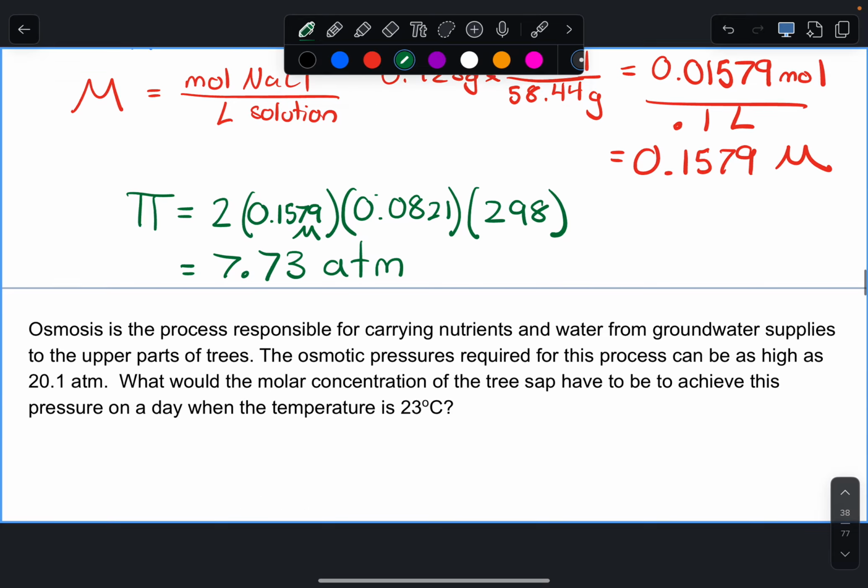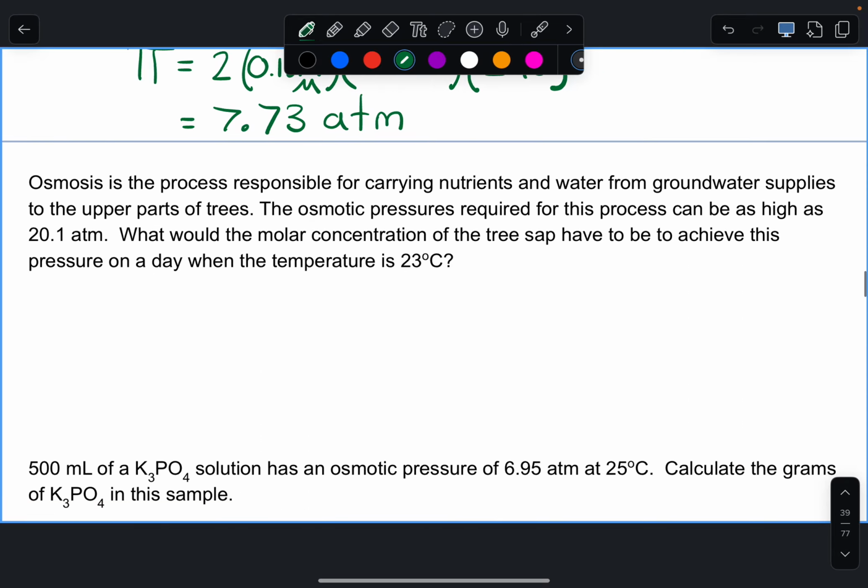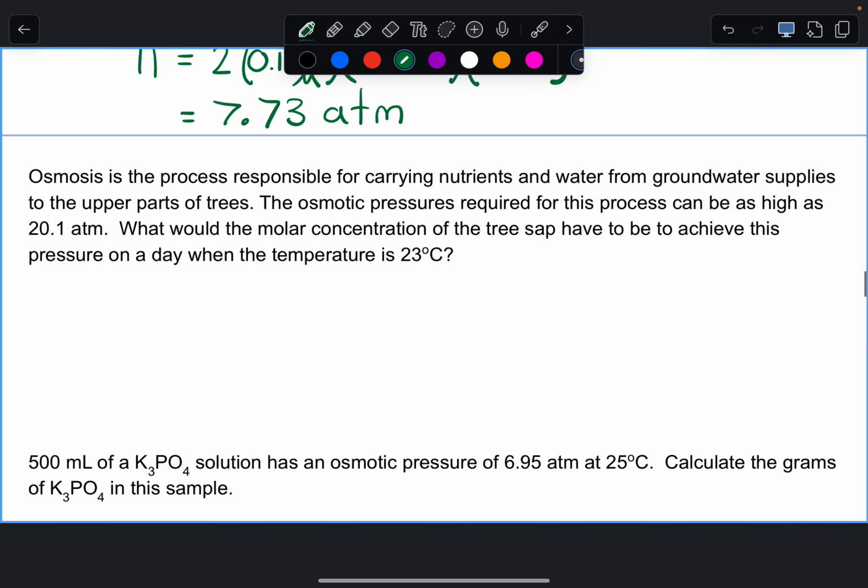Okay, we'll do another one of those. I like this one because it's a good plant one. I'm a plant person.